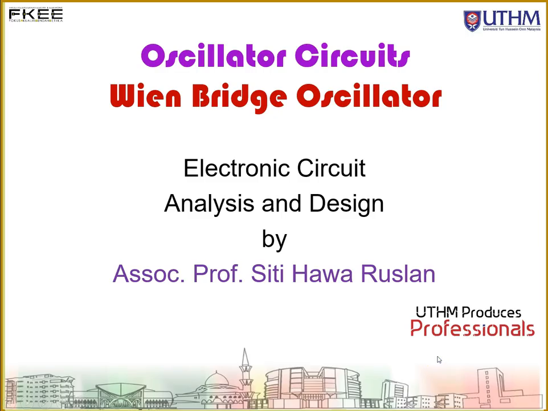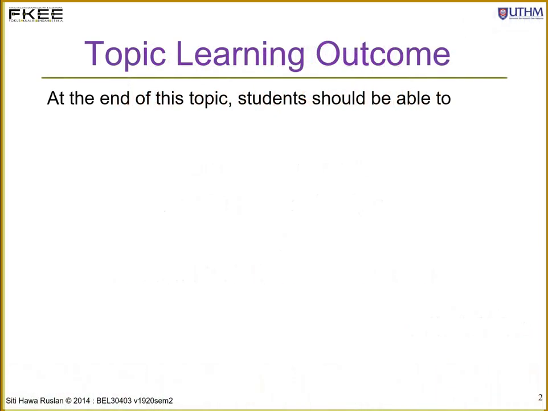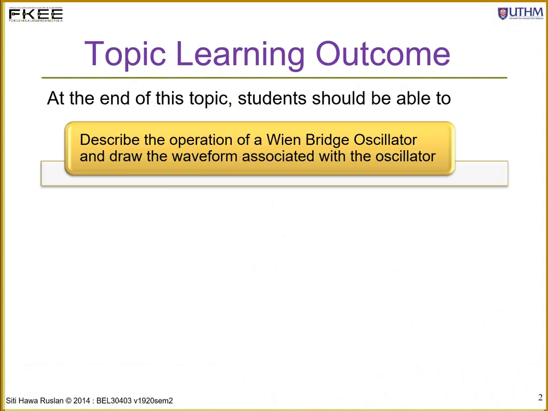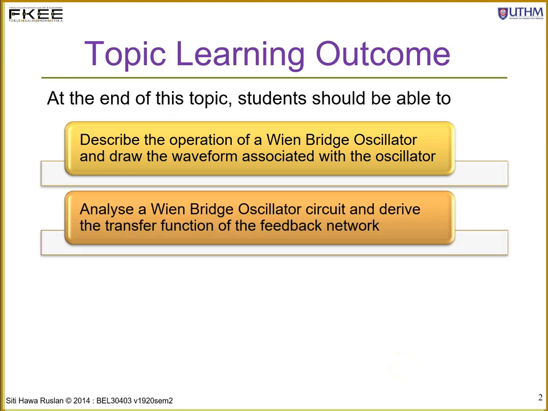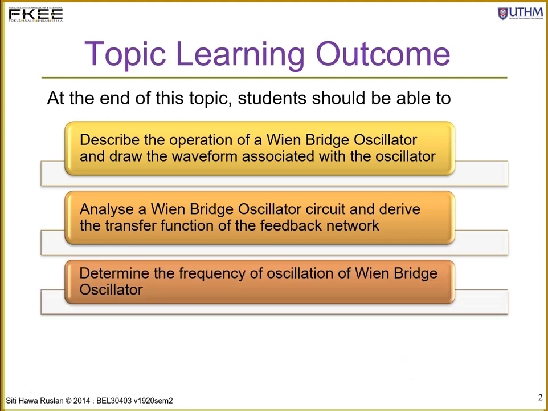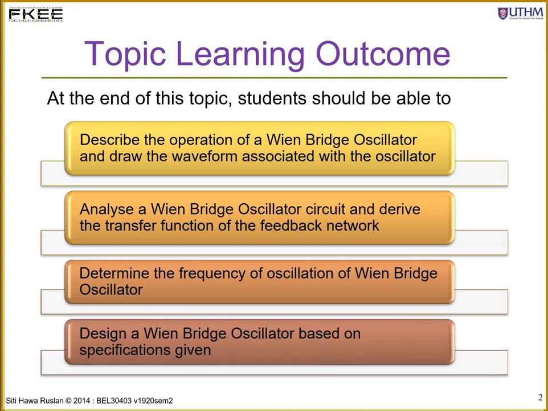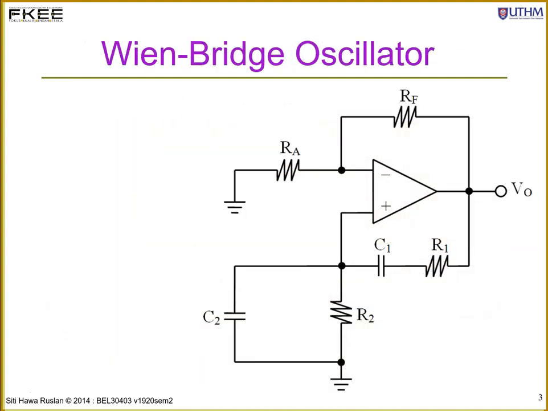Hello, now we move on to the next, which is a Wien bridge oscillator. At the end of this topic, students should be able to describe the operation of Wien bridge oscillator, draw the waveform associated with the oscillator, analyze the Wien bridge oscillator circuit, and derive the transfer function of the feedback network, and then determine the frequency of oscillation of Wien bridge oscillator, and lastly, how to design a Wien bridge oscillator.